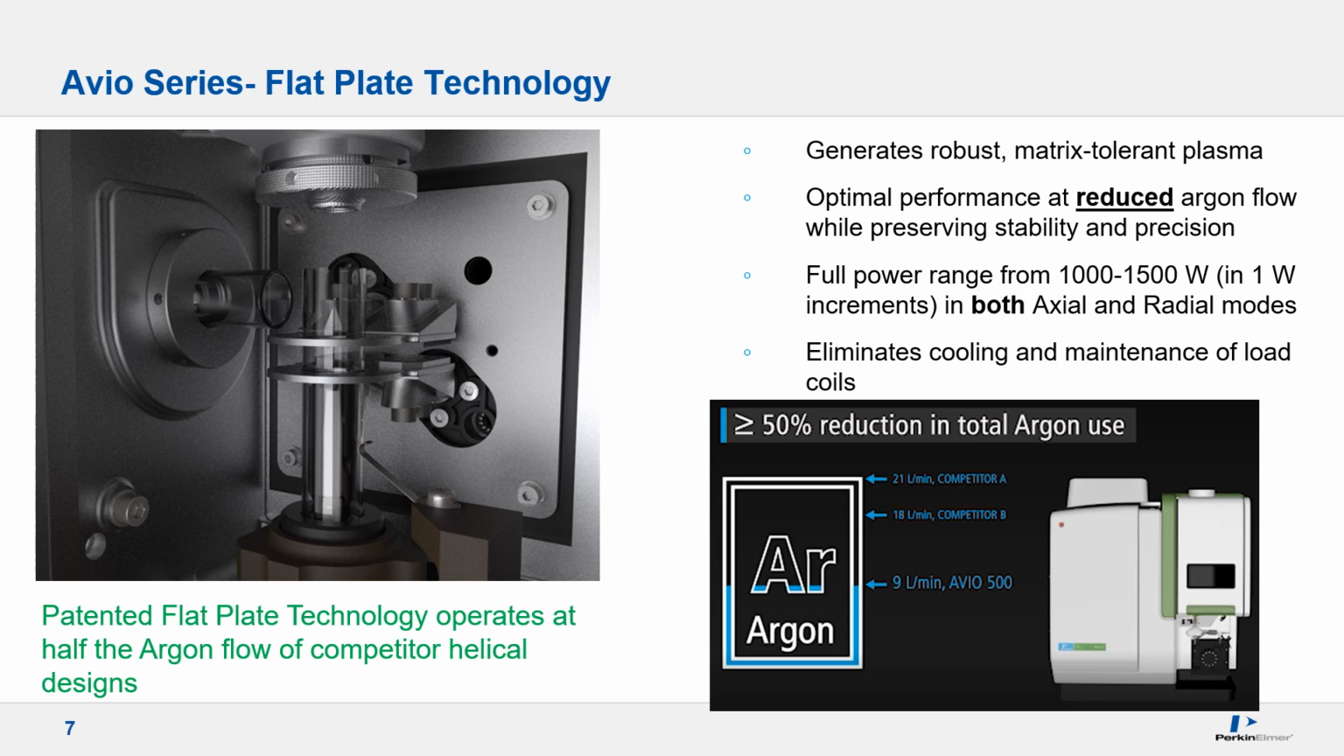The flat plate technology also allows a full power range from 1000 to 1500 watts in 1 watt increments and is quick to change regardless of viewing mode. It is fully customizable in the method on a wavelength by wavelength basis. Having the ability for increased plasma power can be helpful if attempting to quantify elements which are poor light emitters like selenium and cesium. Conversely, reduced plasma power can be useful for quantifying easily ionizable elements such as sodium and potassium.